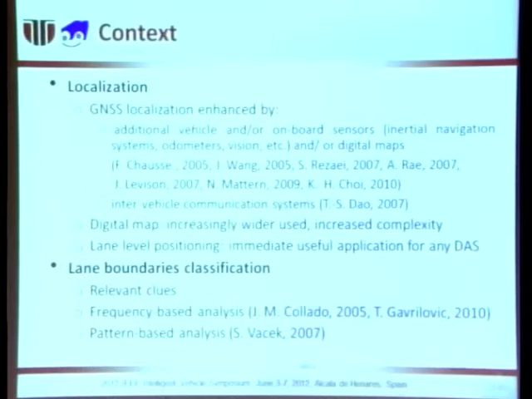An important aspect is determining the lane level position, considering that we are dealing with an urban structured environment. This provides immediate application for any driving assistance system. An important visual cue for lane level positioning is the lane boundary classification. There exist in the literature frequency-based analysis and pattern-based analysis. Most of them use Fourier transform.